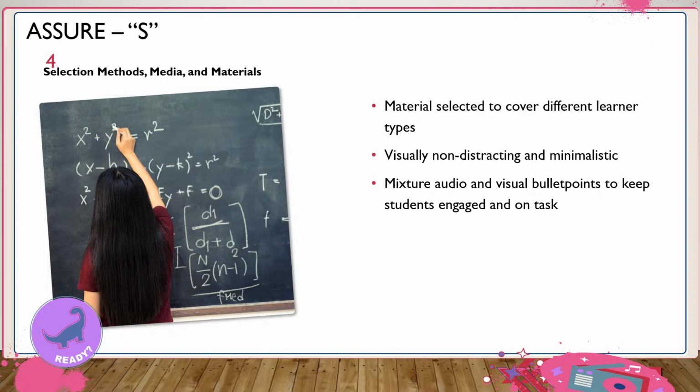The material selected needs to cover different learning types. So as I was saying, when you're selecting the methods, the media, and the materials, make sure that everybody can benefit from the assignment. Keep it visually non-distracting and minimalistic, which allows students to pay more attention to the presentation that you're giving. Use a mixture of audio and visual, and bullet points to keep the students engaged and on task.